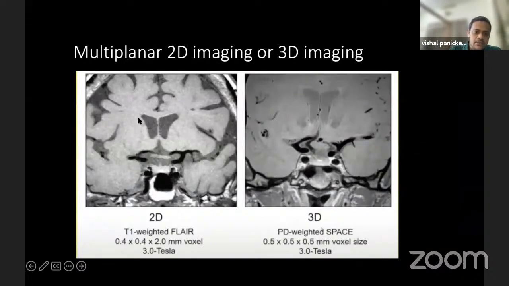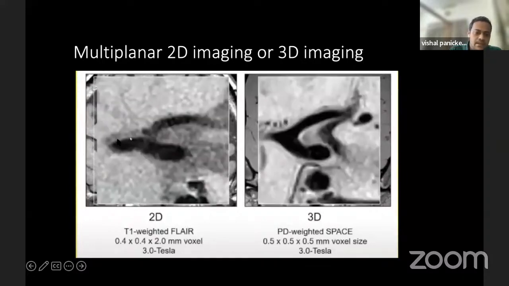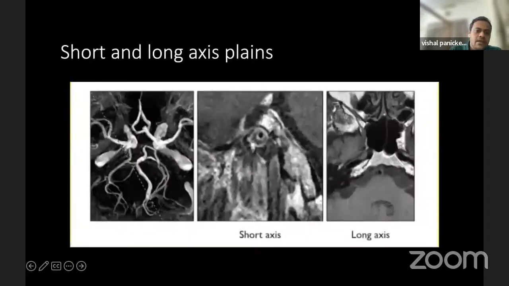Here, the first image shows a 2D image optimized for vessel wall imaging. Here we can see the middle cerebral artery with a thin wall, and this is an ACA, which also has a normal thin wall. And this is the 3D imaging of the same patient. For comparison, this is a zoomed image. This is the appearance of a normal vessel wall in 2D, and this is the appearance on 3D. We also need short and long axis planes for detailed assessment of the vessel wall.